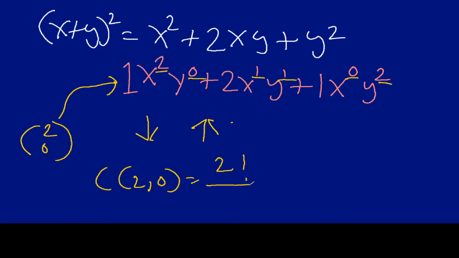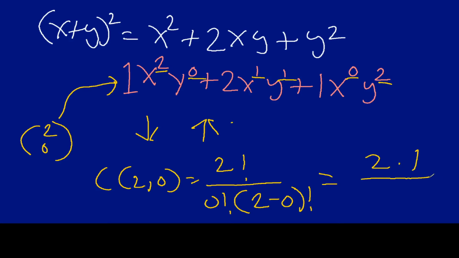2 factorial over 0 factorial times the quantity of 2 minus 0 factorial. And this works out to be 2 times 1. 0 factorial is just 1. And then 2 minus 0 is going to be 2. Let me put a times here. Times 1. So these cancel, and you're literally left with 0 out of 1. And so 0 out of 1 is nothing, which is why I put a 1 here. You don't put a 0 there. That would, again, you're multiplying by 0. That would be a disaster. But this is essentially nothing. That's why there's nothing there.